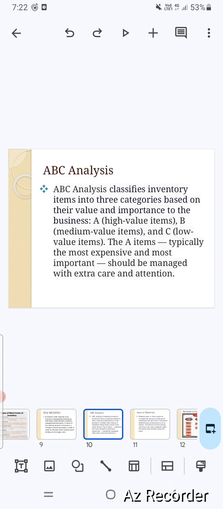Next, ABC analysis. ABC analysis classifies inventory items into three categories based upon their values and importance to the business. A, high value items. B, medium value items. C, low value items. So A items are typically the most expensive and most important, and should be managed with extra care and attention.